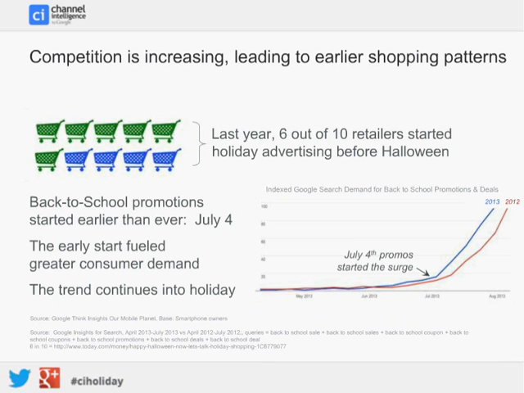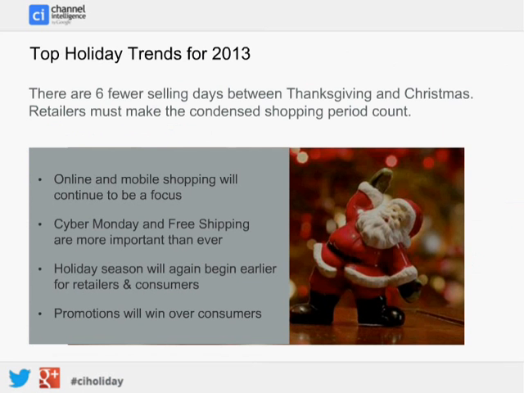And by the way, this is all Google Think Insights data, in case you can't read that fine print on your screen there. So, top holiday trends for 2013. A few things to keep in mind as you get ready for holiday. First of all, it's a shorter season than usual. I expect that most of you know this, but we have 6 fewer selling days between Thanksgiving and Christmas than usual. That's because Thanksgiving falls particularly late in November this year. So you really have to make the most of the condensed shopping period.